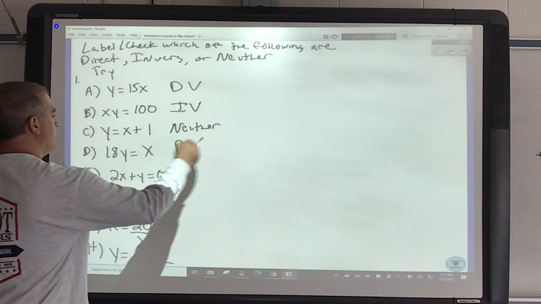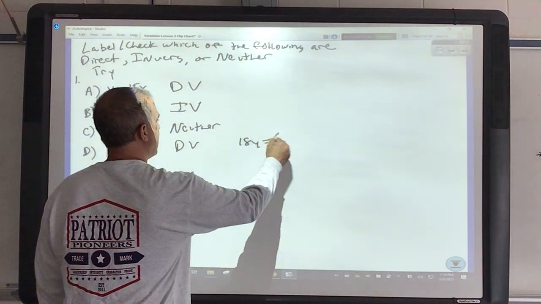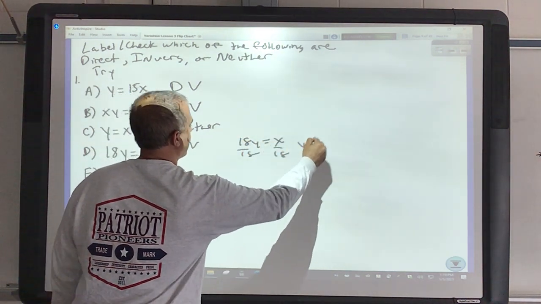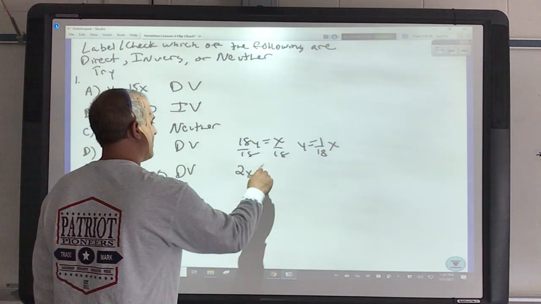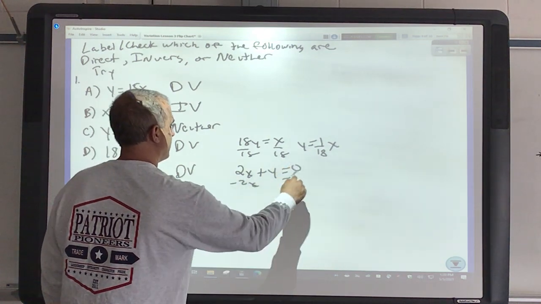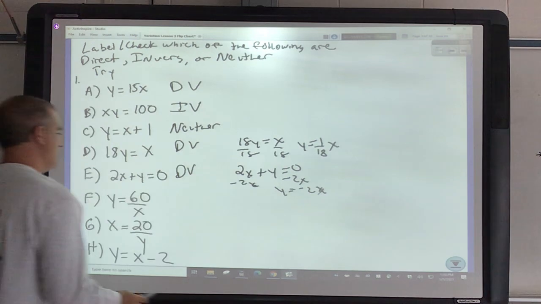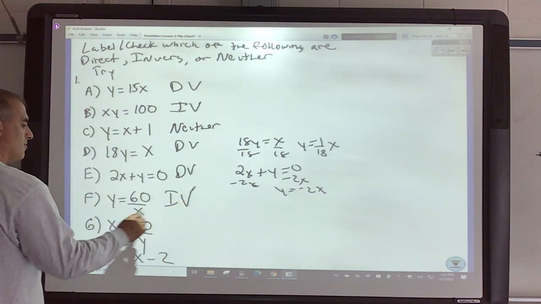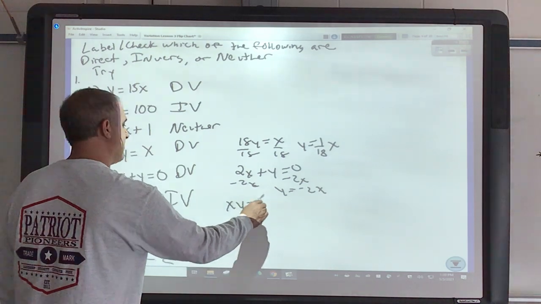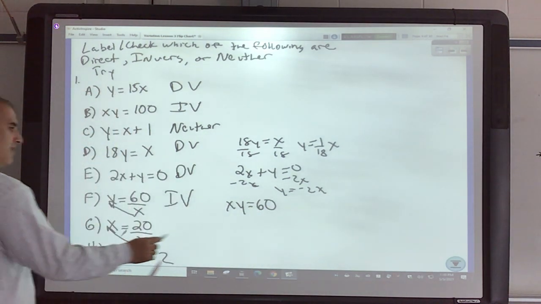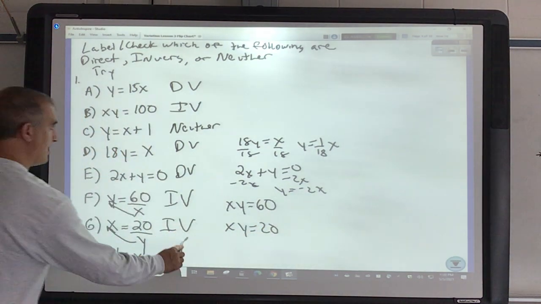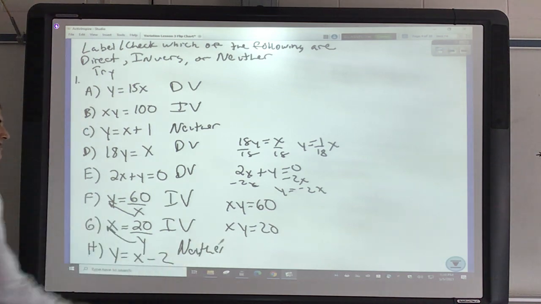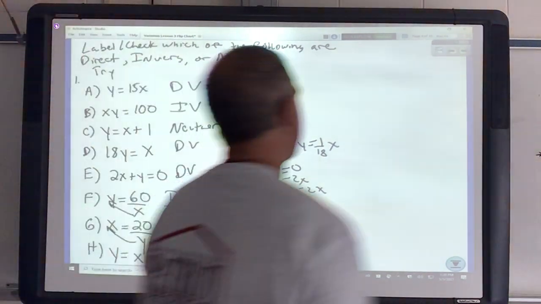This is direct variation because if I just move the 18 underneath by dividing, that's y equals 1/18 x. This one would be direct variation because all I would have to do is subtract 2x, and that'd be y equals negative 2x, which is fine. This would be inverse variation, and the reason why is I can cross multiply that y up there, and that would give me 60. This is also inverse variation, because if I cross multiply that up, that would also work. And this one would be neither, because I can't have a number there other than 0.